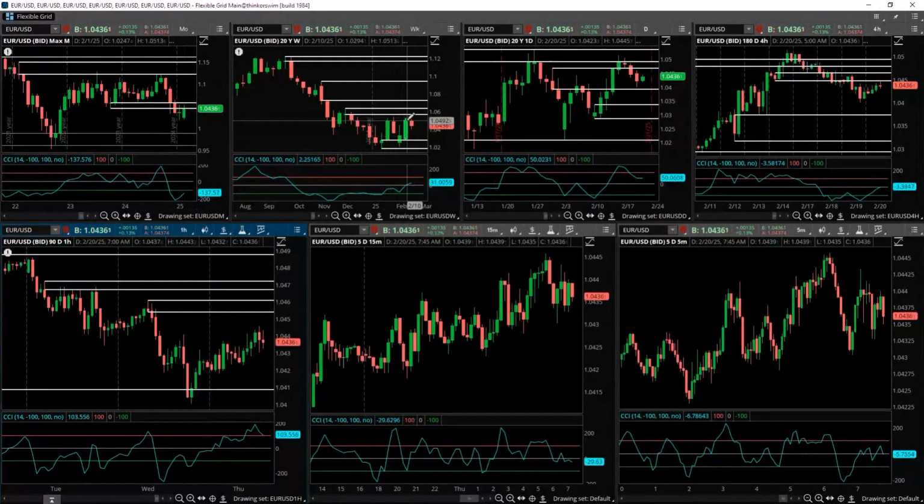So we see this pullback here, we see this move, and still based on the weekly time frame, we should be making a higher high. We've still got, as we get towards the end of the week. So we played on the short side at the beginning of the week on the euro. And now we're thinking potentially of going long.